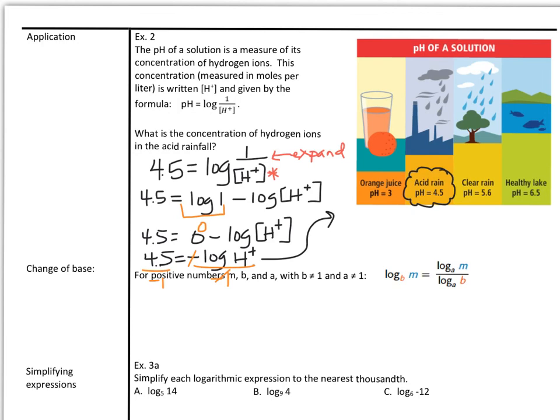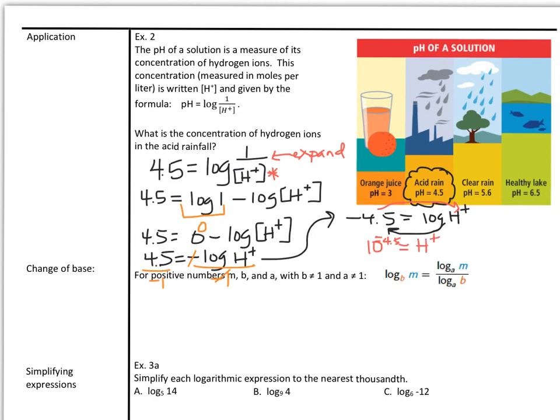4.5 divided by negative 1 is negative 4.5. On the right, we have log of H+. Now our log is base 10. In order to solve then, what we'll do is we'll convert this to exponential. We'll start with base 10, and then we'll raise it to the negative 4.5 power. Oh, there's a negative in there. Can you guys see that? There we go. And that should equal, when we loop it back, our H+. And that's ultimately what we were solving for.